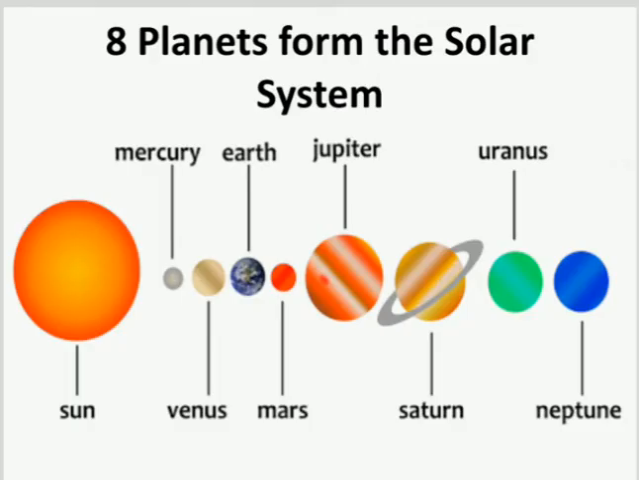You have heard about planets. Planets are the heavenly bodies that move around the Sun. There are a total of 8 planets in our solar system: Mercury, Venus, Earth, Mars, Jupiter, Saturn, Uranus, and Neptune. All these 8 planets, along with the Sun, form the solar system.